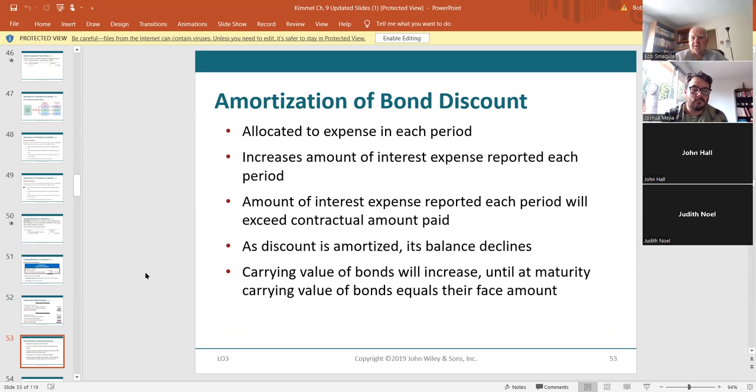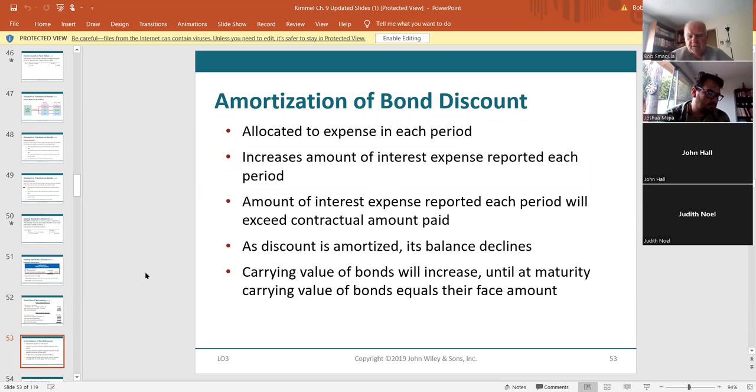Amortization is allocated to each financial period, each month. It increases the amount of interest expense reported each period if it's a bond discount. The amount of interest expense will exceed the contractual amount. As it's amortized, the balance declines. The carrying value will increase until the bonds equal their face amount.